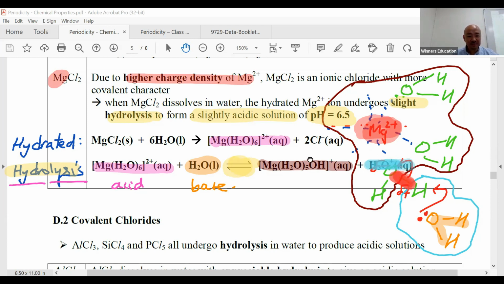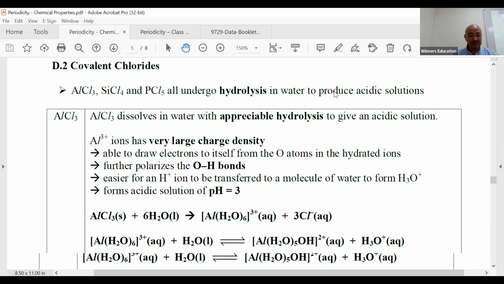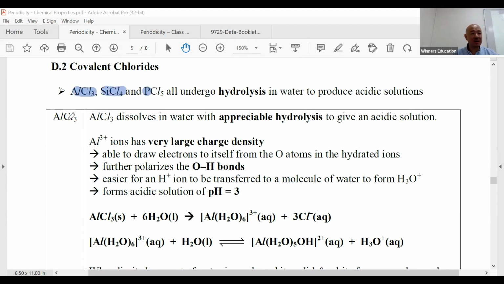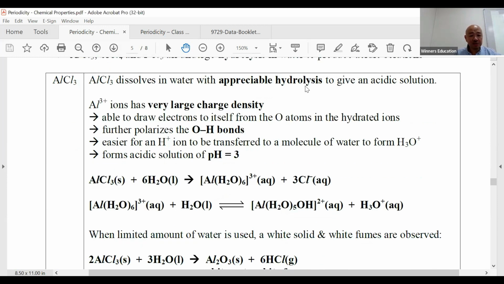Let's go to the next one. Covalent chloride. Now, we all know this covalent, right? So AlCl3, we draw them out as covalent. They all undergo hydrolysis to produce acidic solutions also. But how did they do that? So once again, AlCl3, we usually differentiate it from MgCl2. We don't say slight, we say appreciable. Appreciable, dictionary says a lot more, okay? A lot more hydrolysis.